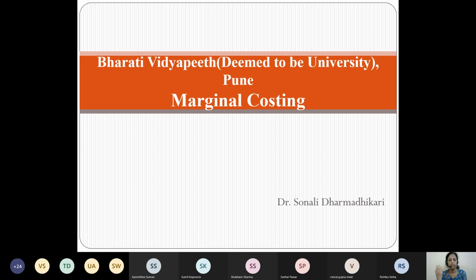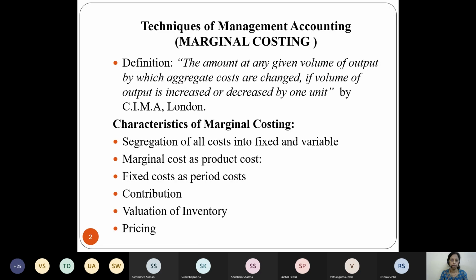As we have seen in standard costing, we use standard cost. In marginal costing, we use marginal cost. Now let us see the meaning of marginal cost. First read the definition given by CIMA London: the amount at any given volume of output by which aggregate costs are changed.